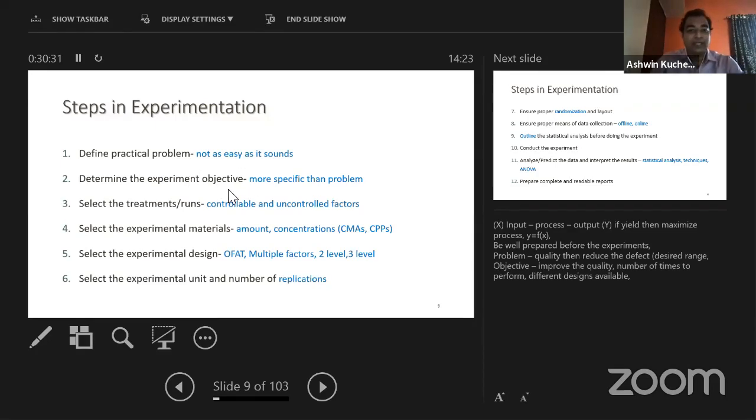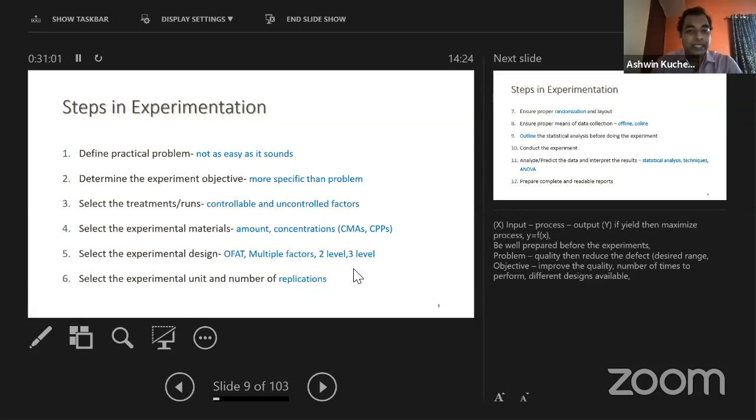If I say there are inputs, there is a process, there is an output, and my objective is to maximize my process, maximizing my process means I have to maximize my drug release. The other objective can be minimizing, for example minimizing the impurities occurring in my dosage forms. So there will be maximize and minimize. Based on the objective, you need to define a problem, and then define the treatment runs, materials, and the process. The third point is select treatment runs.